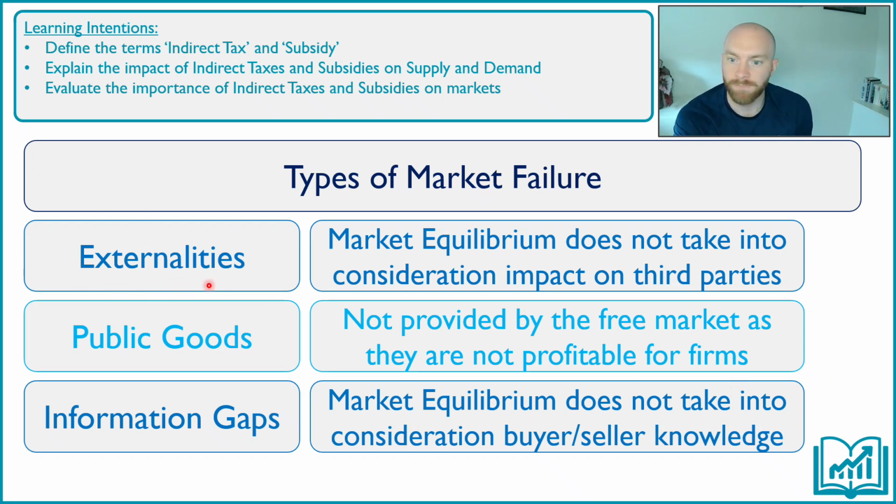So externalities, the market equilibrium, the P1Q1 does not take into consideration the impact on third parties not involved in that transaction. We've got public goods, which are not provided for by free markets or by private firms because they are not profitable due to the free rider problem, and information gaps where the market equilibrium does not take into consideration the difference between the knowledge of the buyer and the knowledge of the seller, where one might have more knowledge than the other, which effectively means they're going to get a bad deal. So really important that we know those.